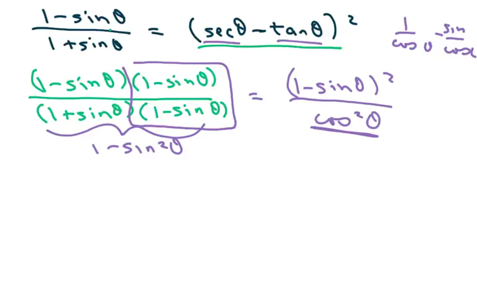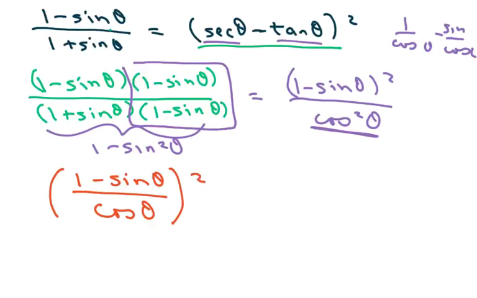Now I'm going to take my numerator and simplify it. I have the square here, so I'm going to write this as 1 minus sine of theta over cosine of theta, putting the square here. Why am I doing that? Because I keep looking at my right side. I want the square on the outside.